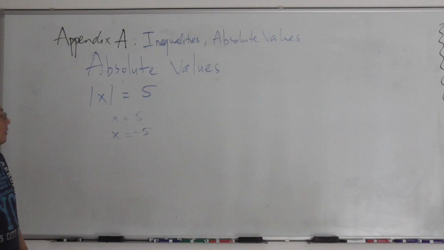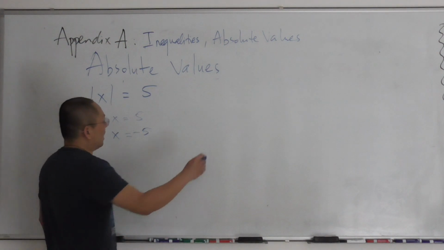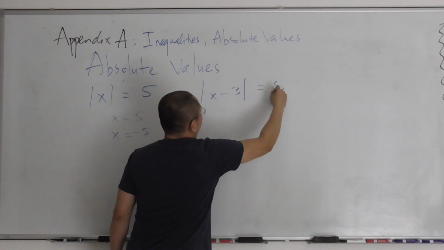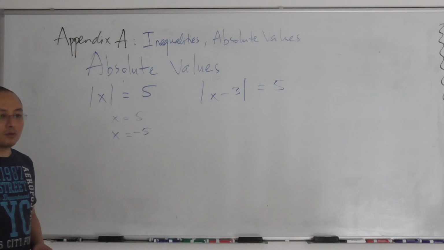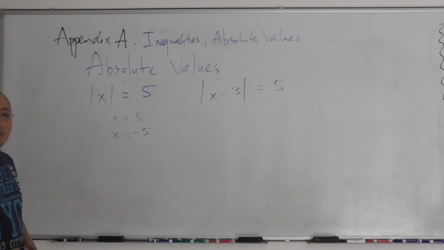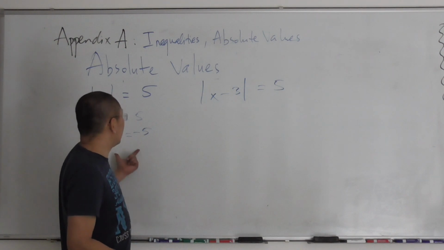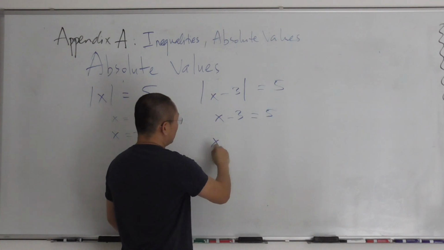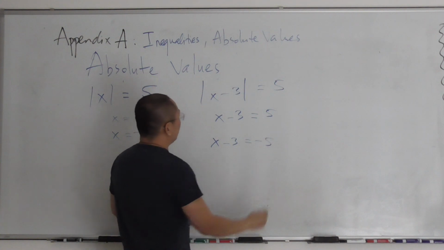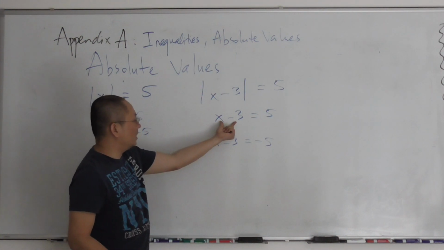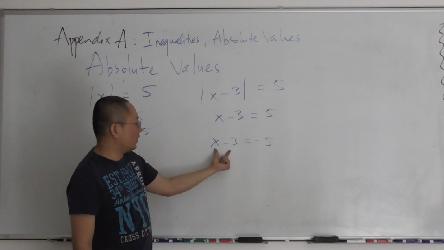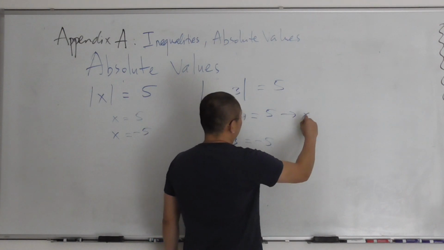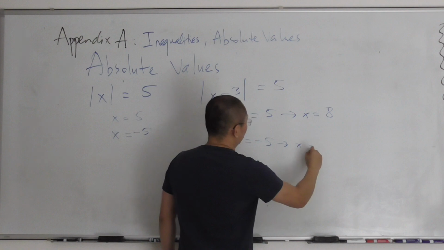You have this. Let's make the problem a little bit more complicated. What if we have this? The absolute value of x minus 3 equals 5. Now the number inside the absolute value is not x anymore. It is x minus 3. So we split it up into two cases like this. We have x minus 3 equals 5, or x minus 3 equals negative 5, because the number now is x minus 3. The distance from this to the origin is 5. We can solve for x from here, and we also have two solutions. x equals 8. Or here, x equals negative 2.